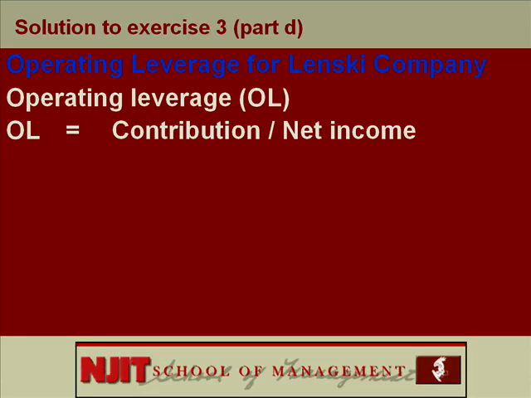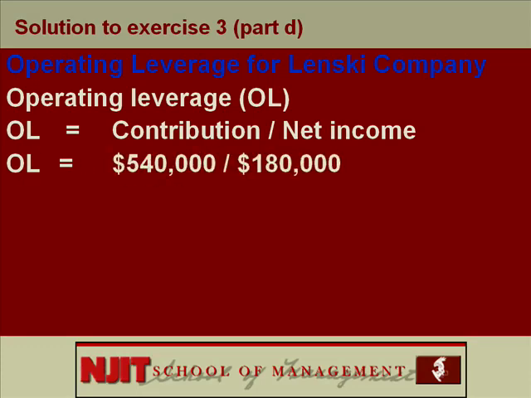How do you figure out operating leverage? Well, there's a formula. The operating leverage for Lenski Company: operating leverage is contribution over net income. I do want to emphasize there are different formulae for operating leverage, but this is the most popular. Even the Wall Street Journal uses this formula. So even if you see different formulas, don't worry, this is the most common formula.